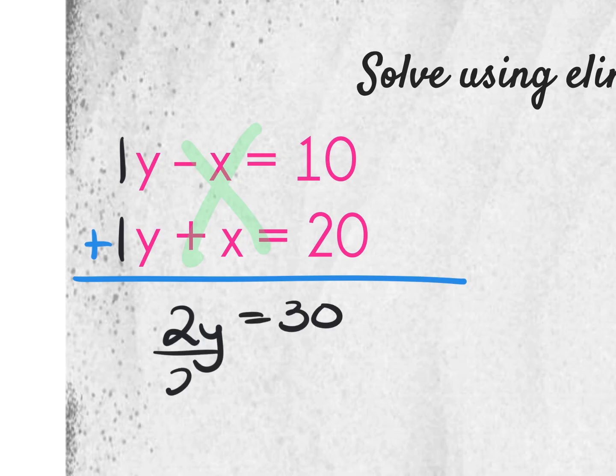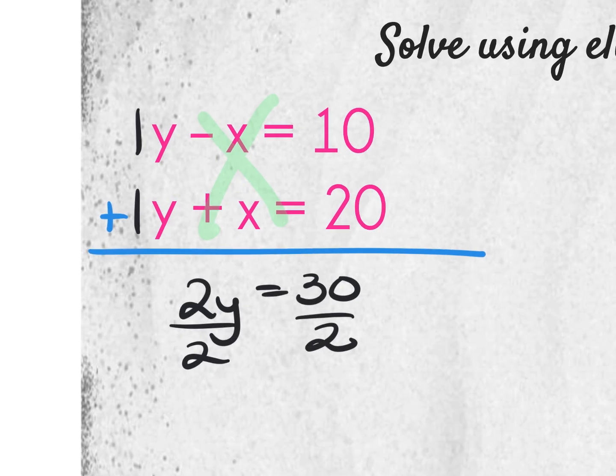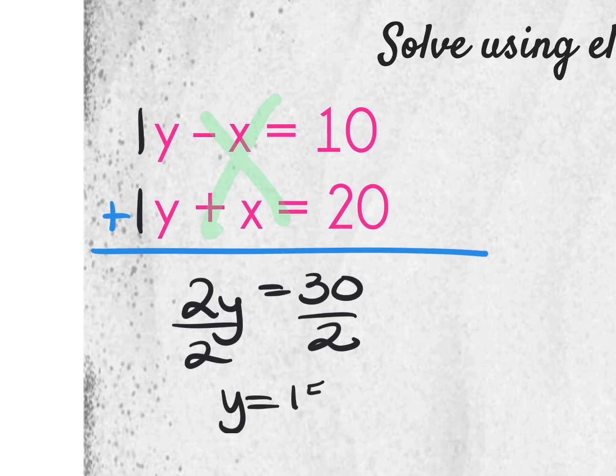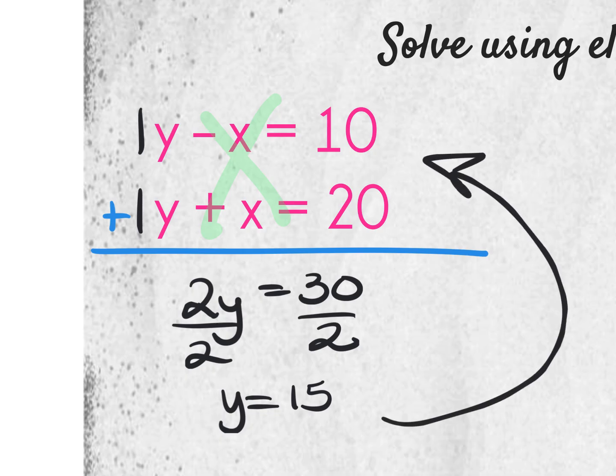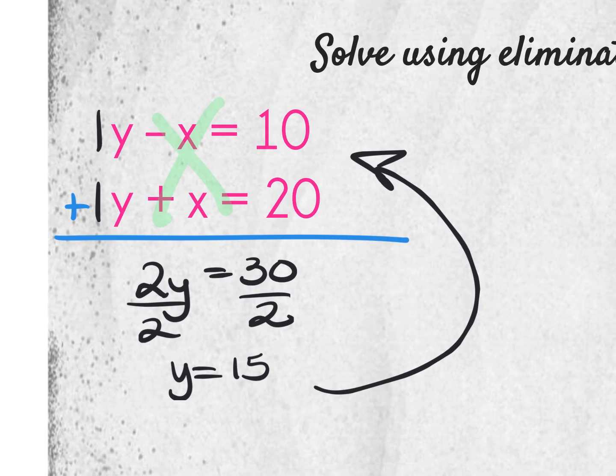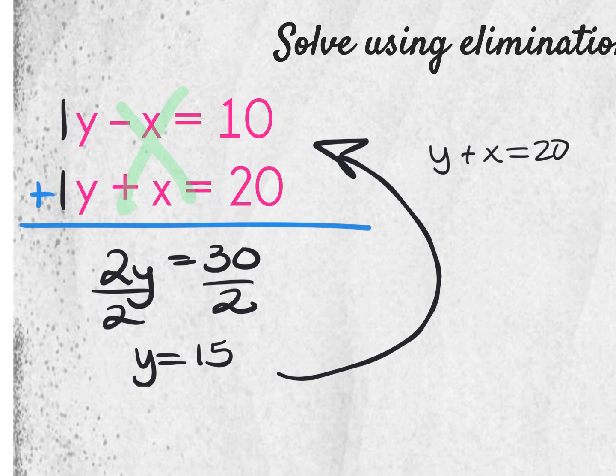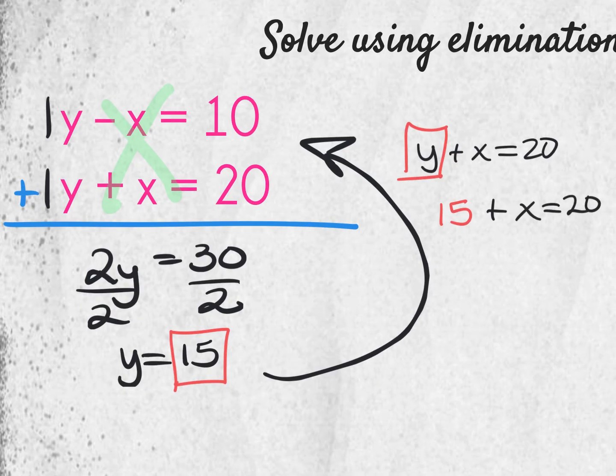Divide both sides by 2. And y is equal to 15. Now I need to take that value of y, go back to the beginning. And again, you can choose. I think I'm going to choose the second one again. So I'm going to take y plus x equals 20. I'm taking out y, and I'm going to replace it with what I just found y to equal. So 15, rewrite the rest of the problem, and now subtract.